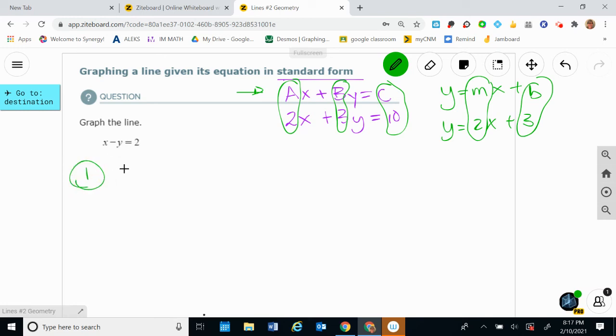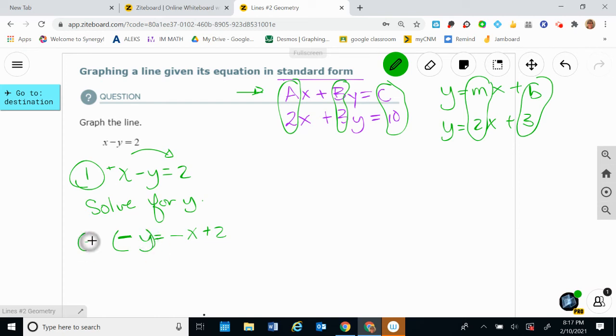First method, change to y-intercept form. y is not alone. To change it to y-intercept, you solve for y. y is not alone, so we need to move the x over. It's positive, so let's change the sign. We subtract x from both sides, and this is what we get. But we don't want negative y, we want positive y. So we're going to use the trick of multiplying both sides by -1. Basically, you're changing the signs of everything.